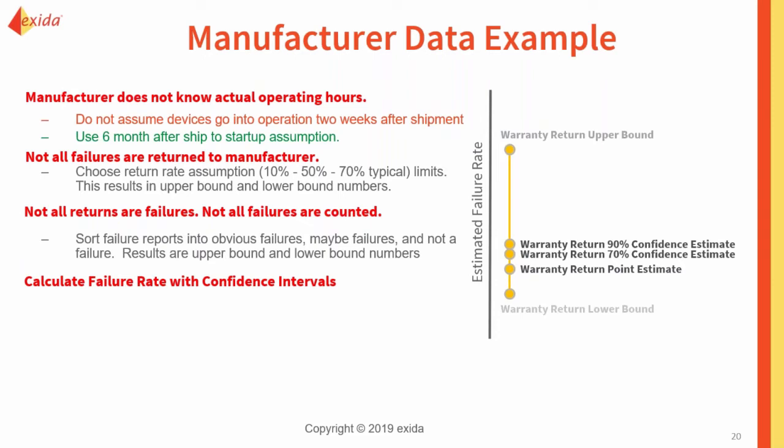And with knowing all of this, we suggest doing your calculations more with a confidence interval than just straight-up field failure calculations. There's a lot of assumptions that are going into these field failure data studies. So when we look at it, we like to have a lower bound and upper bound, and also confidence estimates, like a 90% or 70% confidence interval.